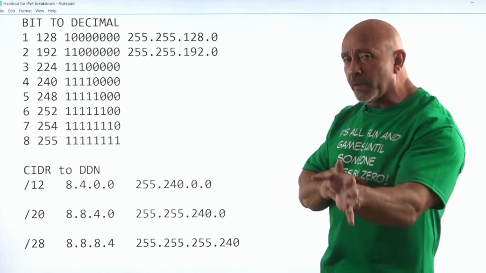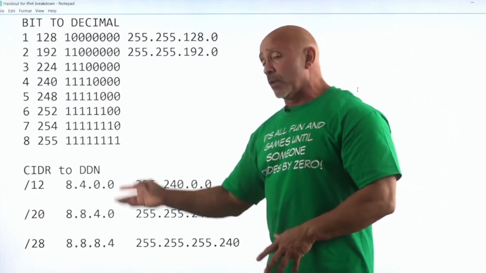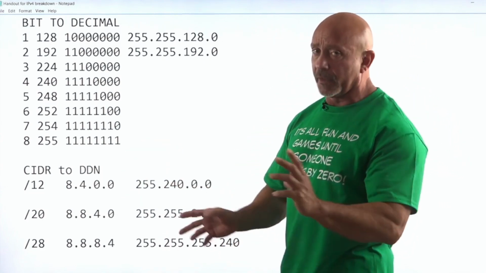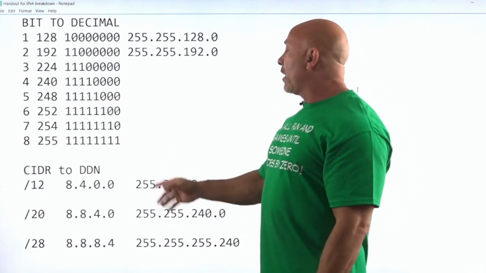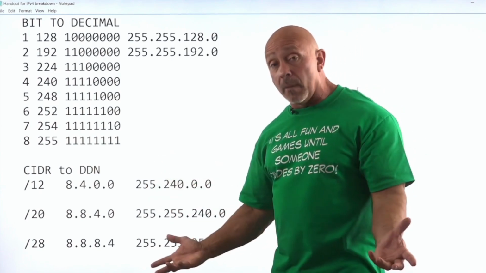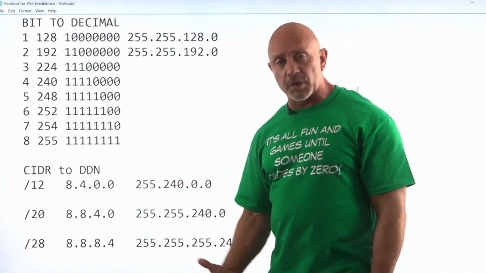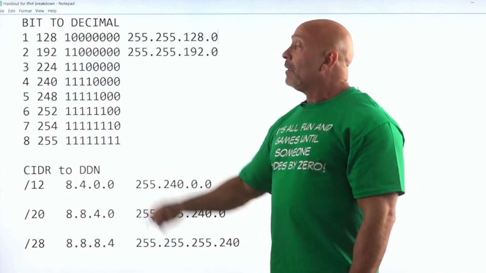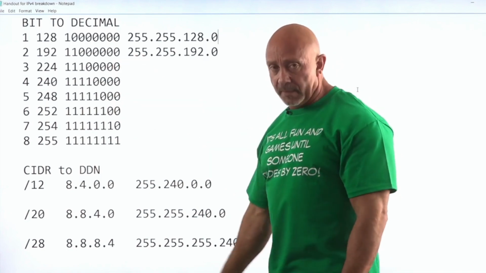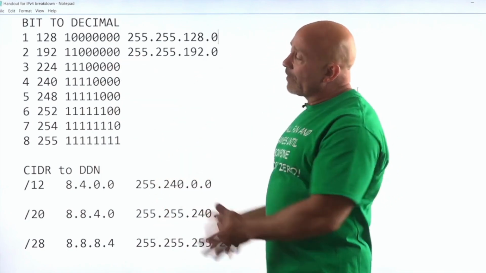Using this bit table to change it to dotted decimal is very simple. Not that you have to do it. They're not going to give you a CIDR 12 and ask what the dotted decimal number is. But they're going to give you an IP problem, and it may be in dotted decimal notation. You need to know where to draw that line. This is where that table comes in. Very simple.